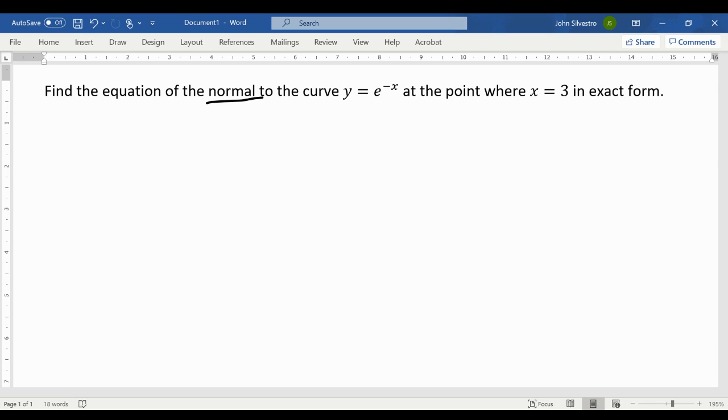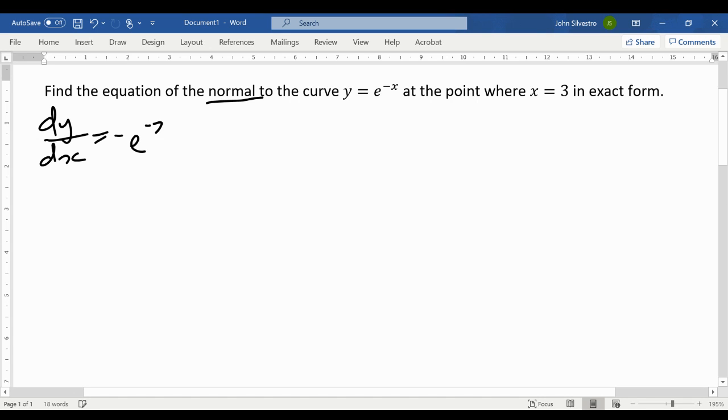To do that, we're going to want to find dy dx of our y equals e to the negative x. So we want to find the derivative of the power first. So the derivative of negative x is negative 1. So this is going to be a negative. And then the derivative of e to the negative x is just e to the negative x. So there's our derivative. And we want to know where x equals 3.